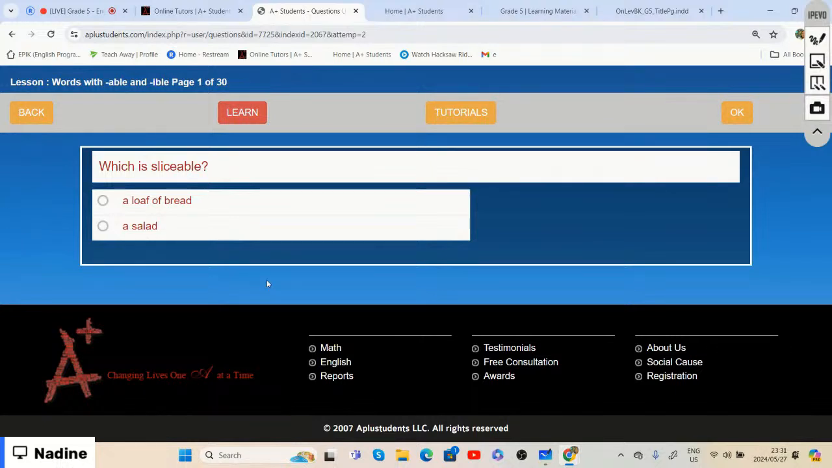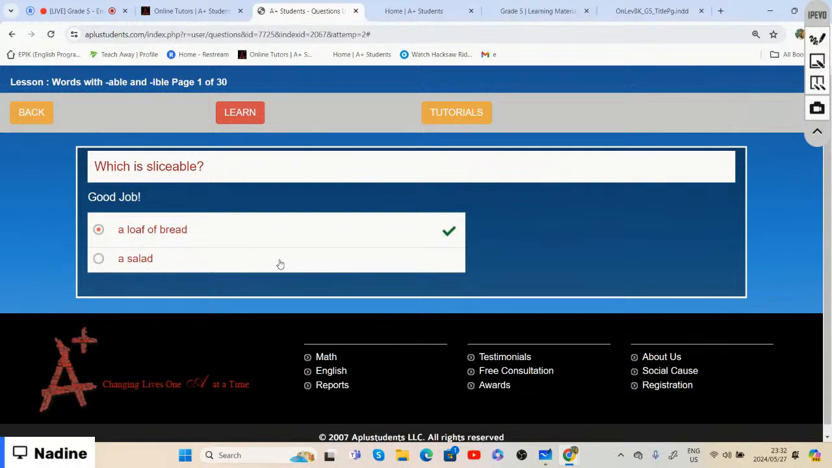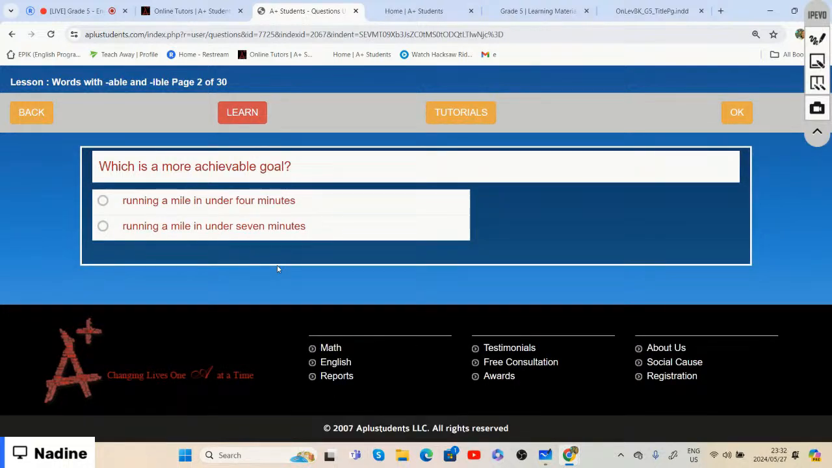All right, so something that is sliceable, right? Yeah, so a loaf of bread we can slice. It's sliceable. We are able to slice it, right? Not a salad. So well done. Option one is correct, or we can say a loaf of bread. Well done.